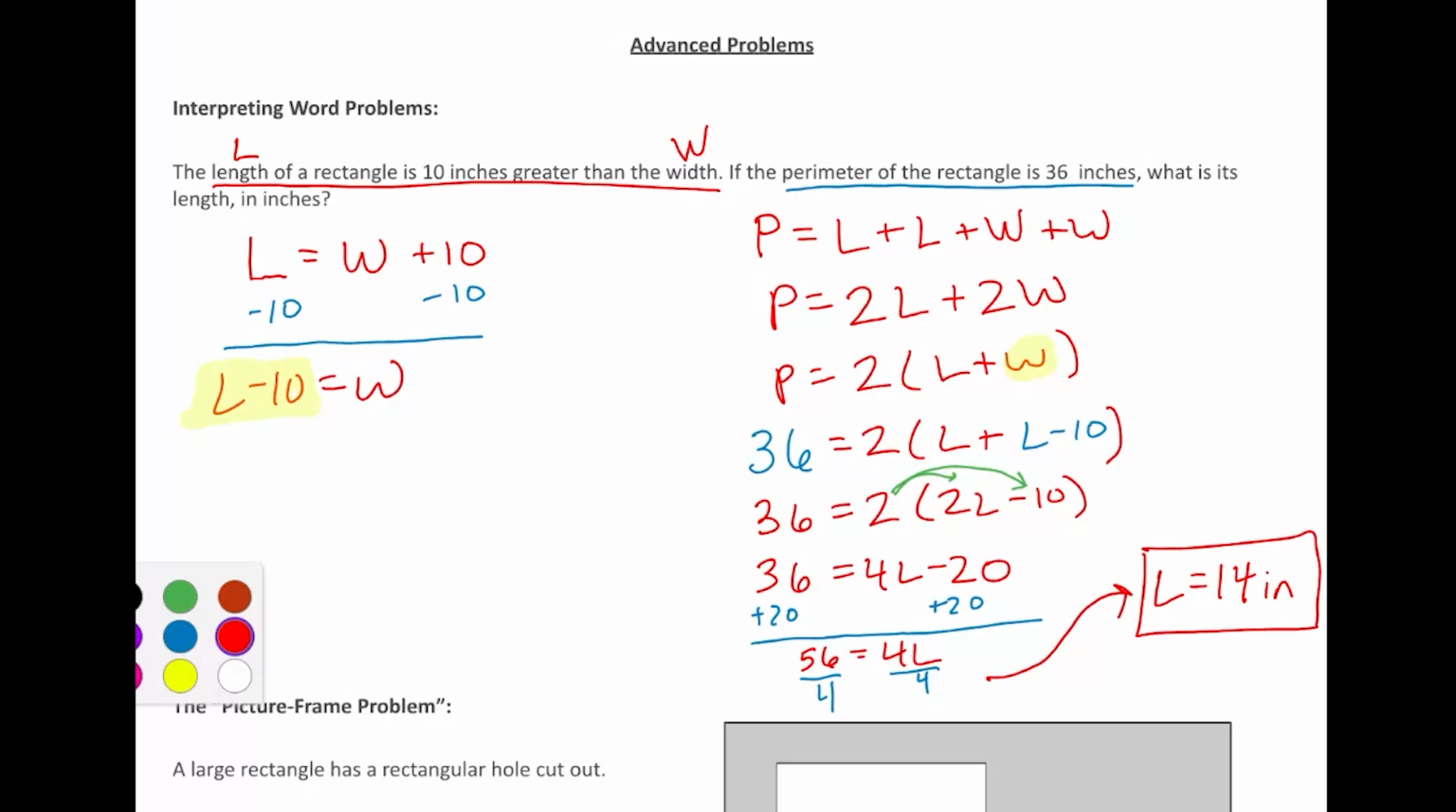So this one's a little bit more advanced than some of the other ones we've done so far, but I think you still should be able to handle this one. Any questions about what we did on this problem?